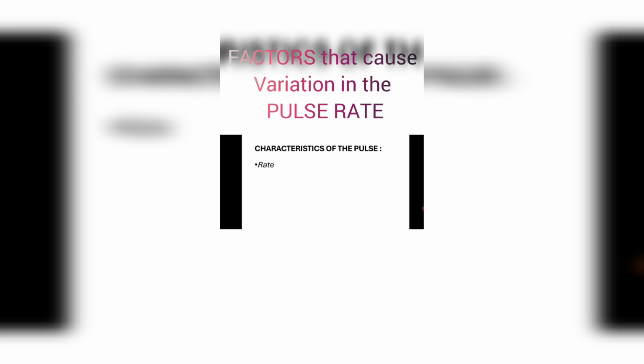The next factor is food. Ingestion of food causes a slight increase in the pulse rate for several hours. The next one is posture. The pulse rate is higher when the body is in a standing position than when in a sitting or reclining position. Then the next one is emotions. Mental or emotional disturbance will increase the pulse rate temporarily. Then application of heat. Application of heat can increase the pulse rate.